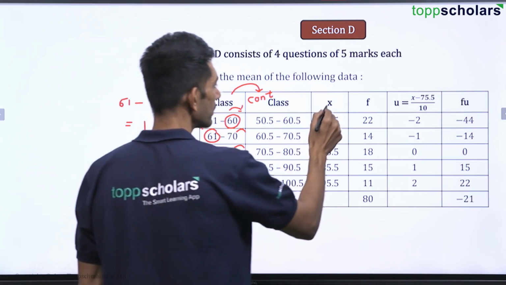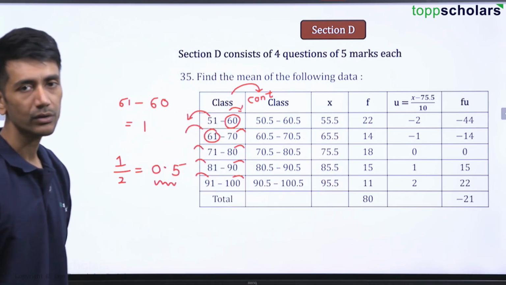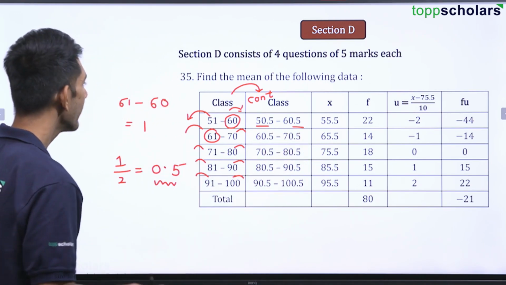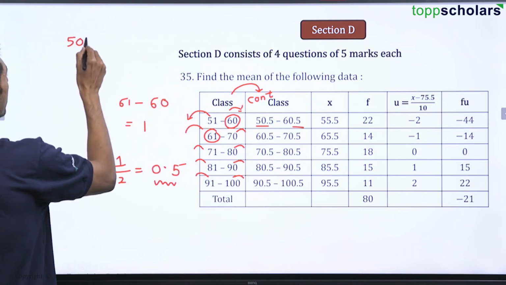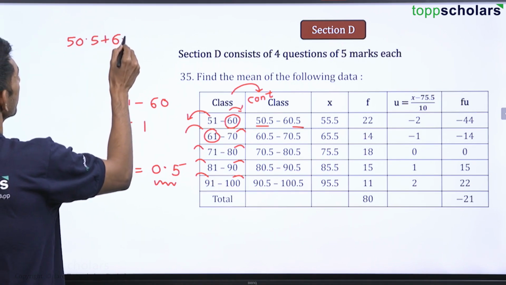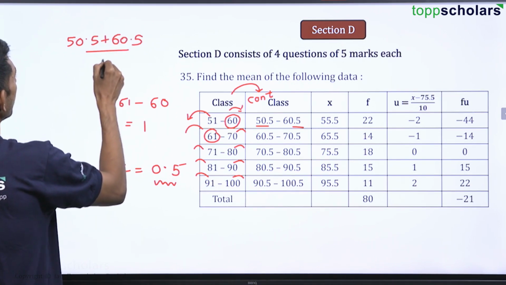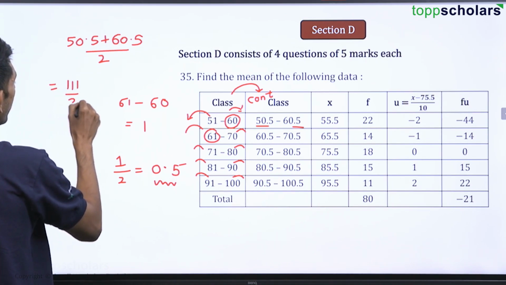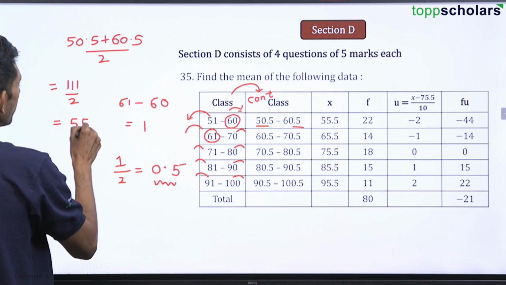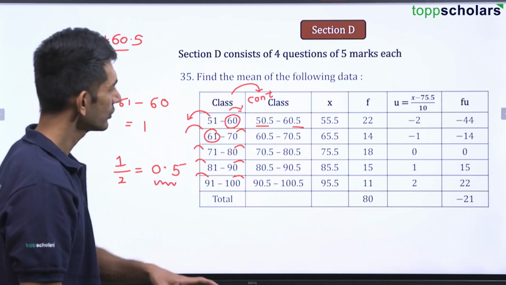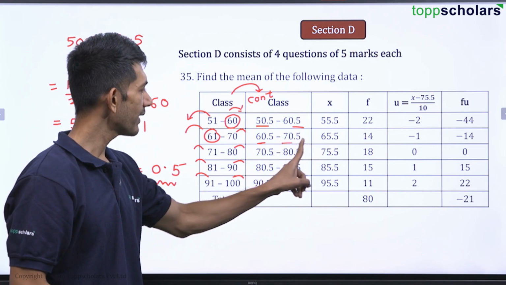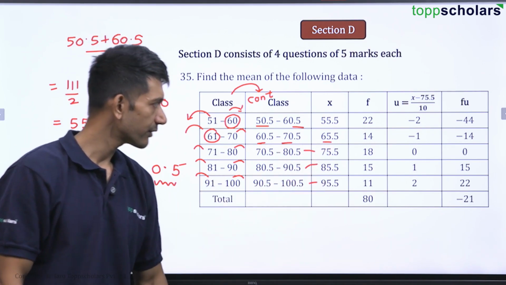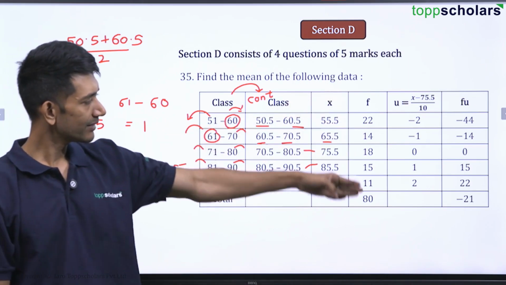Now you find out the class mark. How do you find out the class mark? It is the mid value of this. How will you get the mid value? 50.5 plus 60.5 divided by 2. That is 111 divided by 2, which is 55.5. So this is 55.5. Mid values: 65.5, 75.5, 85.5, 95.5. The frequency is already given.